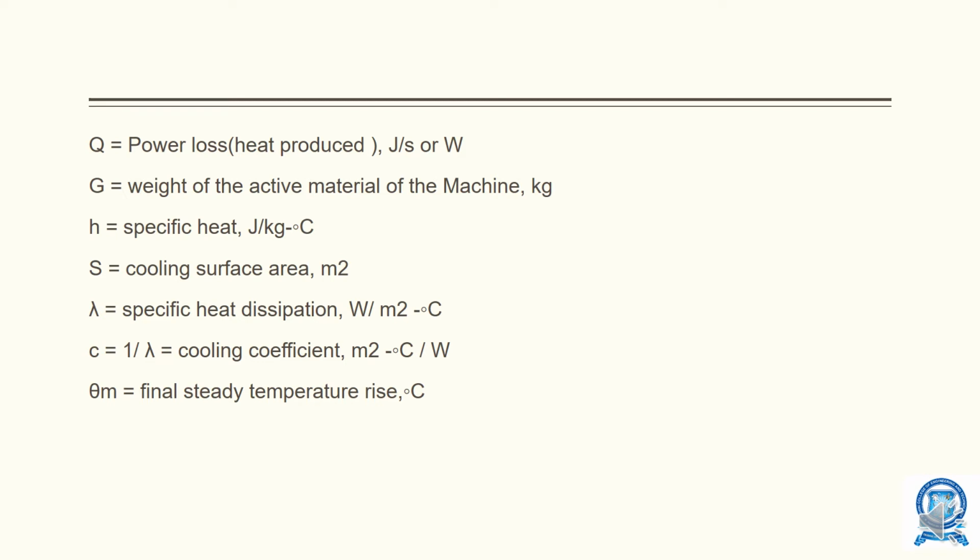The notations we use are: Q, the power loss in joules or watts; G, the weight of active material of the machine in kilograms; H, the specific heat in joules per kg degree Celsius; S, the cooling surface area; lambda, the specific heat dissipation; C, 1 by lambda, which is the cooling coefficient; and theta m, the final steady state temperature rise of the transformer.